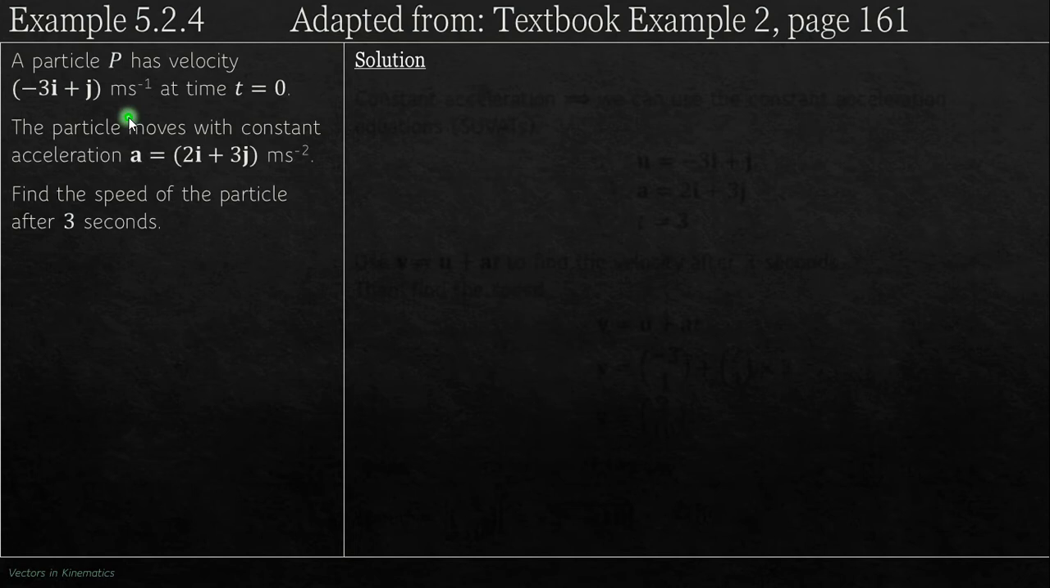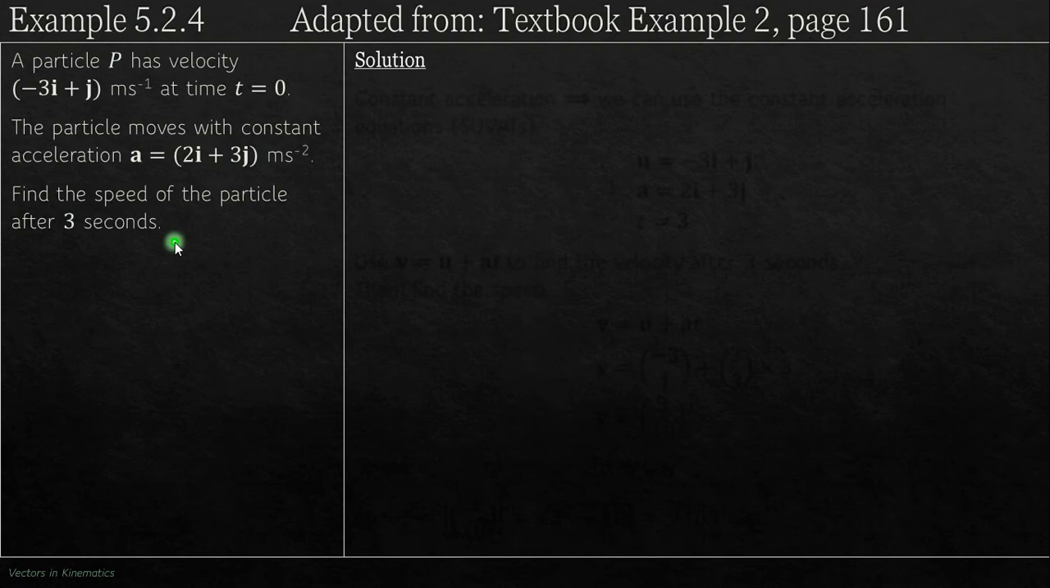This question has a particle with a velocity (-3, 1) at time t equals 0. We can see that's constant. It doesn't have any variables in it. The particle moves with constant acceleration of (2, 3). Find the speed after 3 seconds.